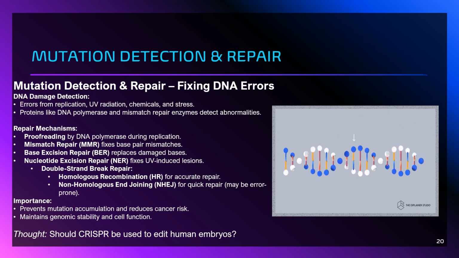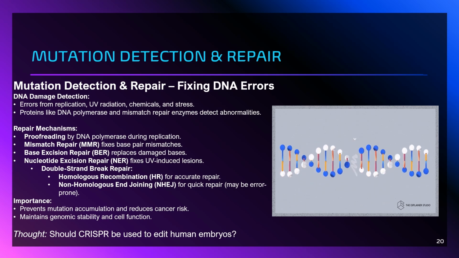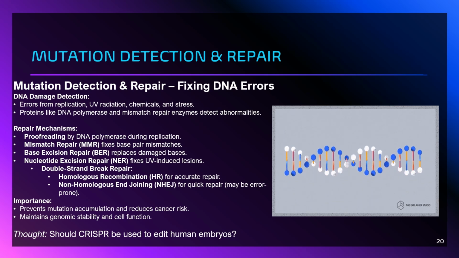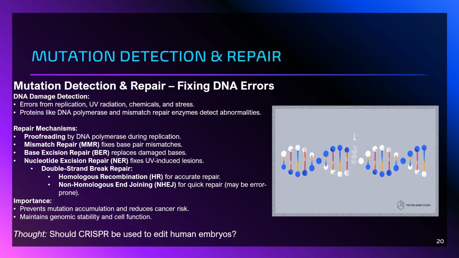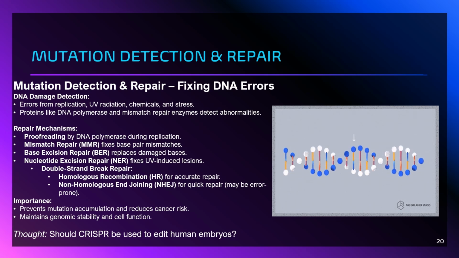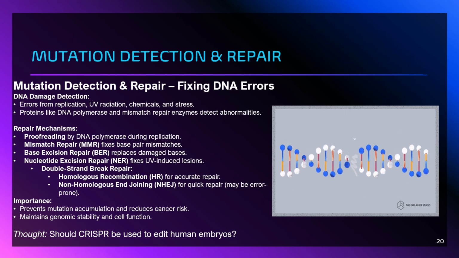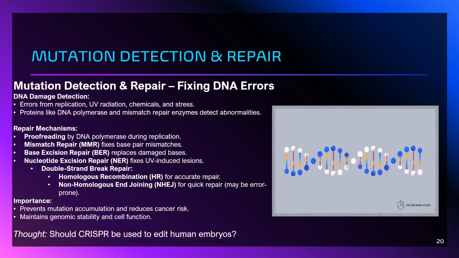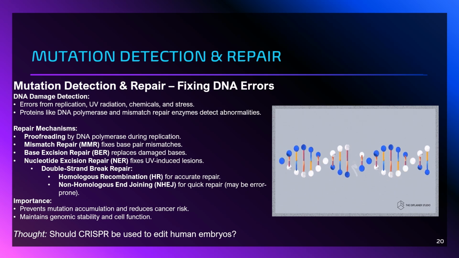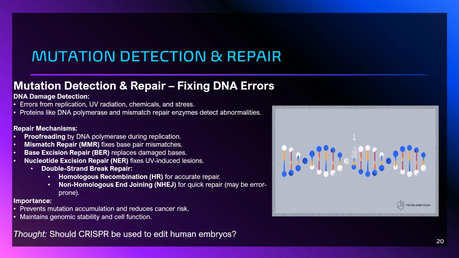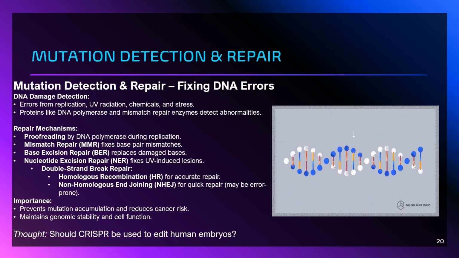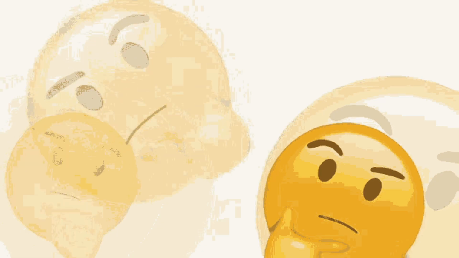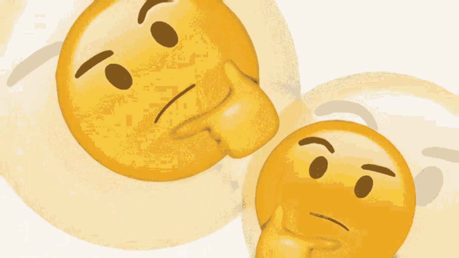It replaces damaged bases. Up next is nucleotide excision repair, NER. It fixes UV-induced lesions. Next up is double-strand break repair, where there are two categories: homologous recombination for accurate repair, or non-homologous end joining for quick repair, but it may be error-prone. The importance: it prevents mutation accumulation and reduces cancer risk, and it maintains genomic stability and cell function. Should CRISPR be used to edit embryos?